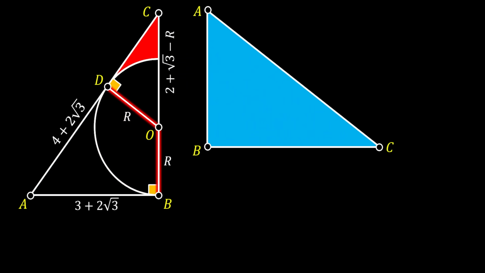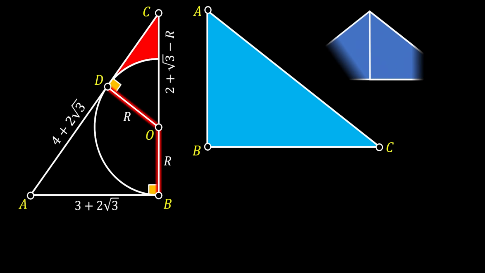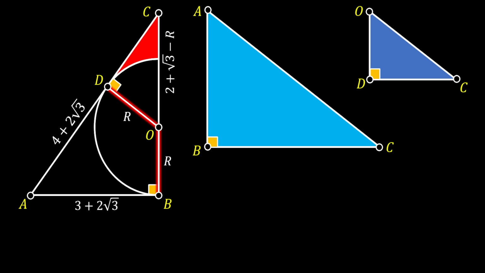Then let's take a look at the triangle OCD. And let's isolate this one as well and rearrange the orientation so it is the same as the orientation of the triangle ABC. Now you can notice that both of those triangles are right-angled triangles, and they also share the same acute angle at the point C. This means that their third angle must be the same as well, which means that those two triangles are actually similar.